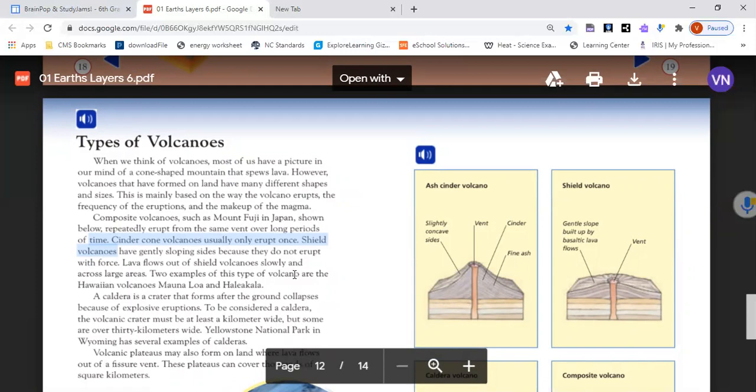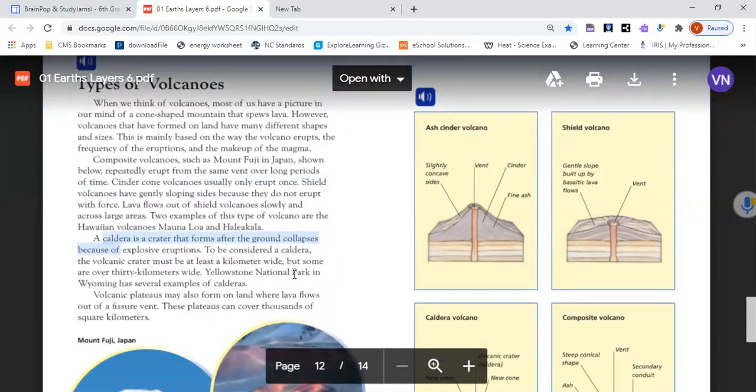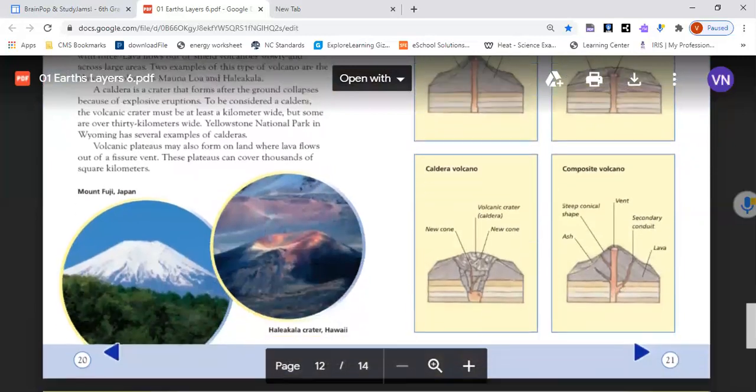A caldera is a crater. What is a caldera? A caldera is a crater that forms after the ground collapses because of explosive eruptions. To be considered a caldera, a volcanic crater must be at least a kilometer wide, but some are over 30 kilometers wide. Yellowstone National Park in Wyoming has several examples of calderas. Volcanic plateaus may also form on land where lava flows out of fissure vents. These plateaus can cover thousands of square kilometers.